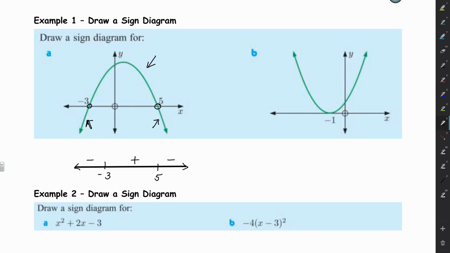Okay, I would suggest pausing the video and trying the next one on your own. In this case, we have one point where we're touching the x-axis at -1. And before and after -1, we're above the x-axis.